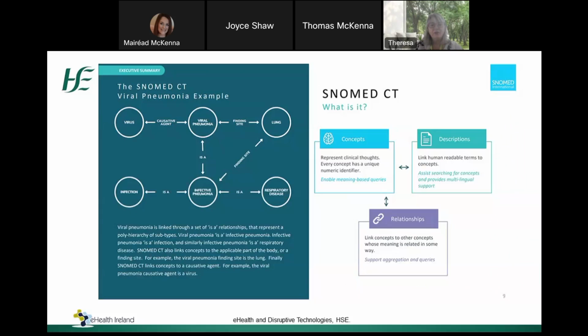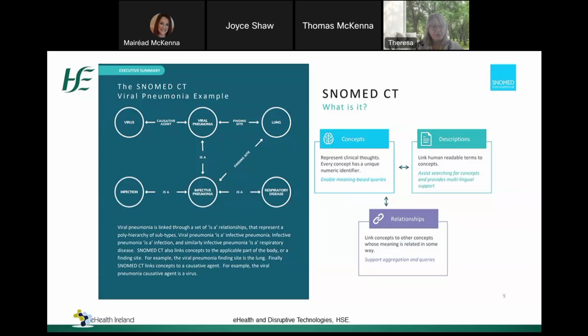I suppose the main thing to know about it is it's not a flat file. It's not a list of every medical intervention, disease, or illness you can have. Everything is related to each other. So SNOMED CT has a list of all the concepts, and a concept represents a clinical thought. Every concept has a unique numeric identifier. And then it has a human readable description of what it is. And then it also has a relationship. And everything in SNOMED has an information model and a concept model behind it.